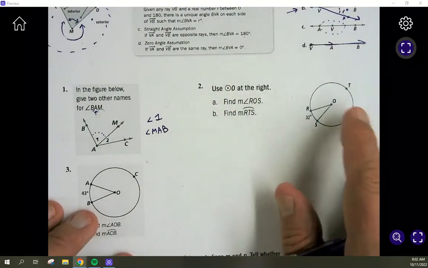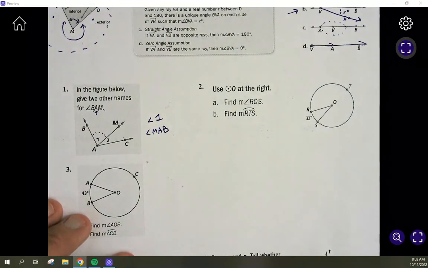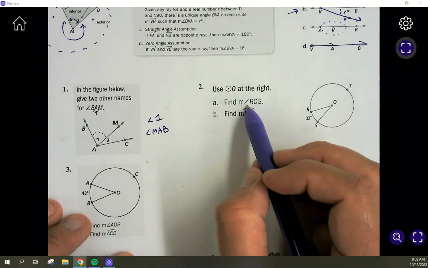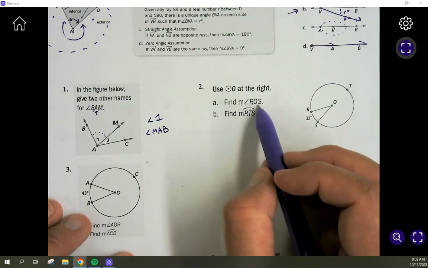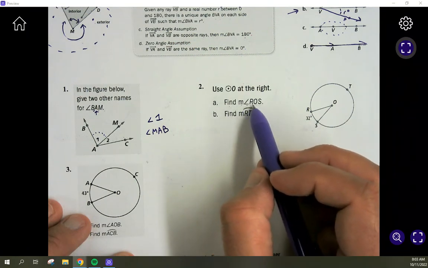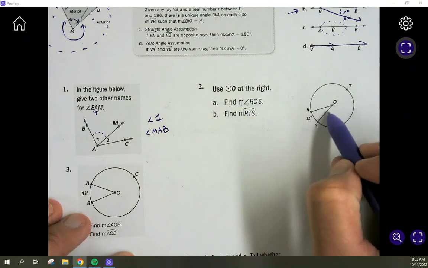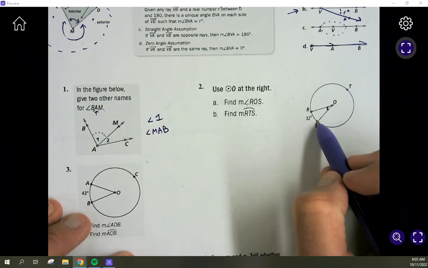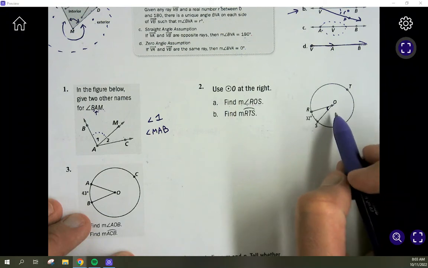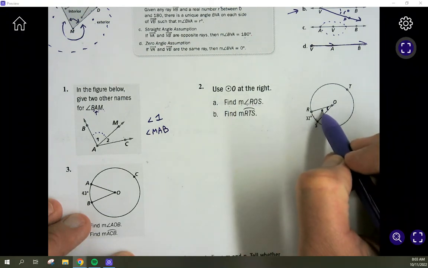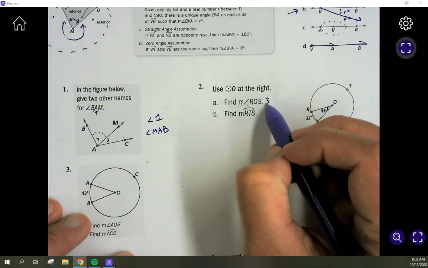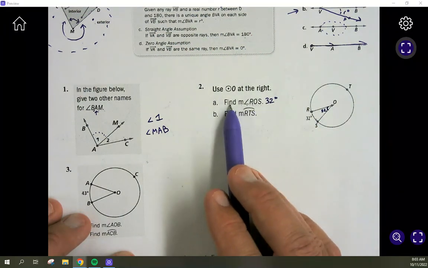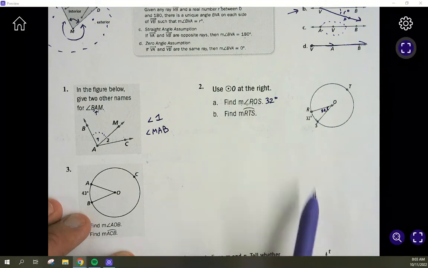Okay, question number 2, talking about degree measurements of arcs and angles here. So this says find the measure of angle ROS. Don't be confused by the notation. Find the measure of angle ROS. They're talking about this angle in here. It always equals the arc measurement that the endpoints create out here. And so that measure in here is also 32 degrees. But most importantly, it's to understand what's this asking.